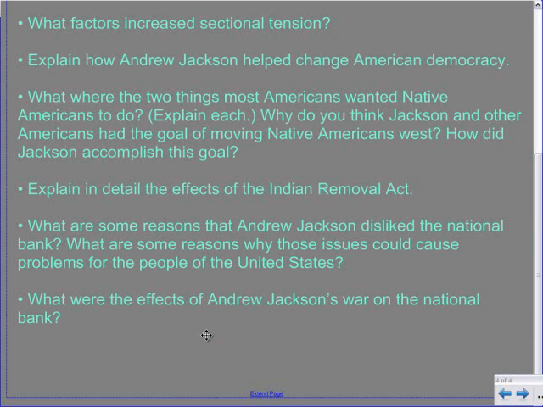What were the effects of Andrew Jackson's war on the National Bank? That has to do with the outcome in the Panic of 1837, and the depression that follows, and all that kind of stuff.